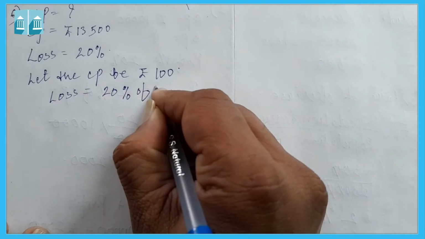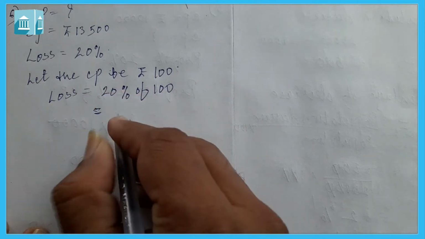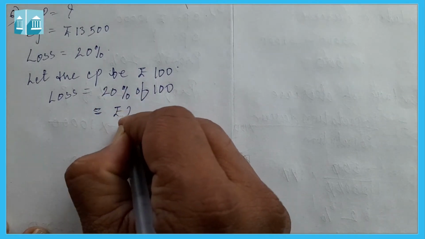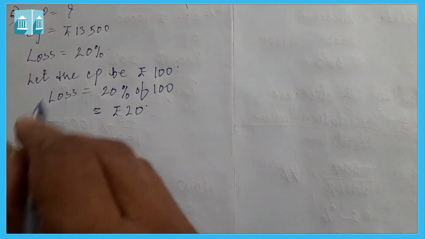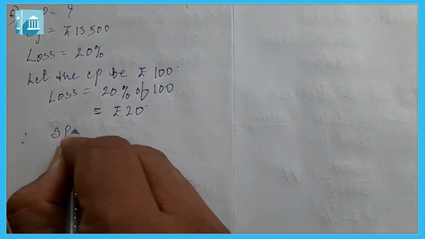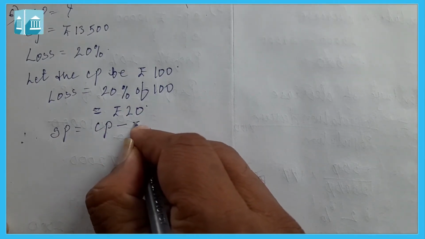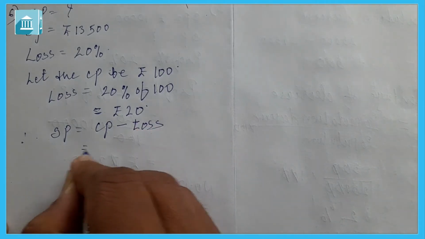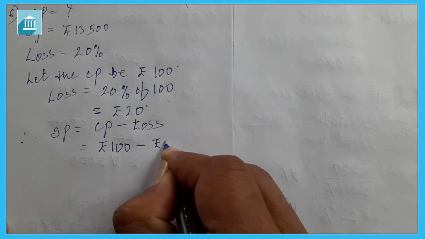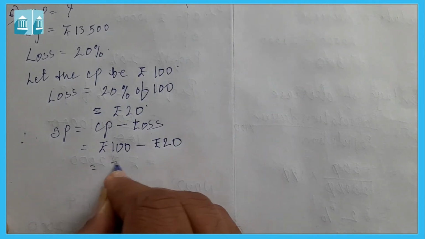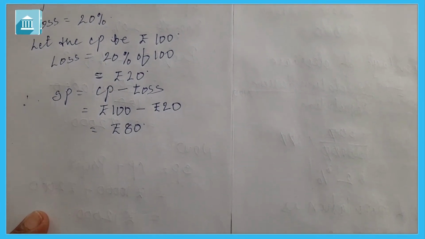20% of 100 is equal to rupees 20. So when the loss is rupees 20, then SP is equal to CP minus loss, which is equal to rupees 100 minus rupees 20, which is equal to rupees 80.